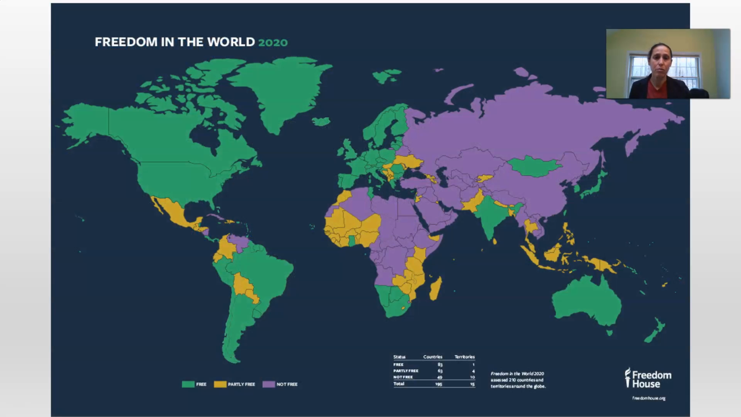So if you look at this map over here, the green color represents free countries, or what we will probably call liberal democracies. Partially free are in yellow, and not free countries, all the certainly authoritative regimes, either military regimes, theocracies, dictatorships, all kinds of those regimes would be in purple.